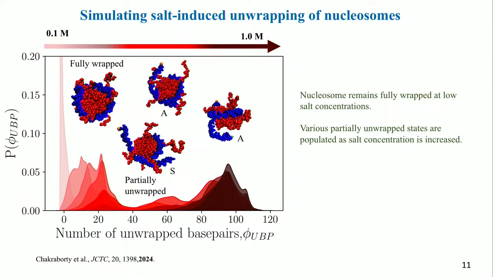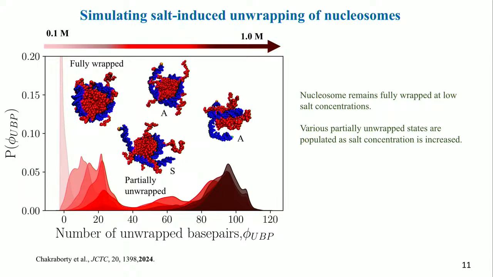And then we wanted to see what happens if you increase the salt concentration. Are we able to see something interesting? So here, these are basically the probability distributions in terms of the number of unwrapped base pairs. I'm not going into the details of how we actually calculated the number of unwrapped base pairs because it's a bit involved, but I am happy to discuss it after the talk. As you see, when you are at a very low salt concentration, around 100 millimolar of sodium chloride or so, your nucleosome tends to be fully wrapped. So there is no unwrapping that is happening.